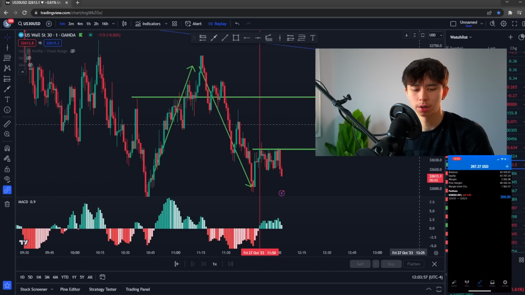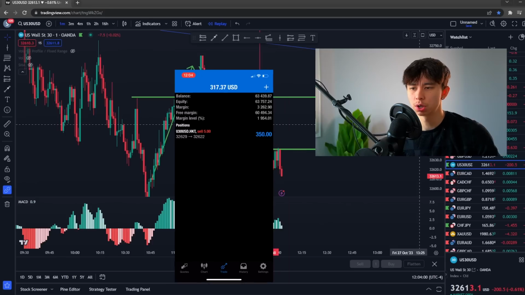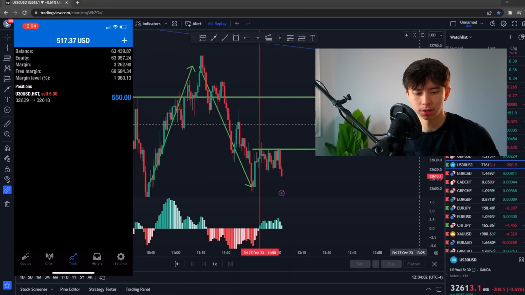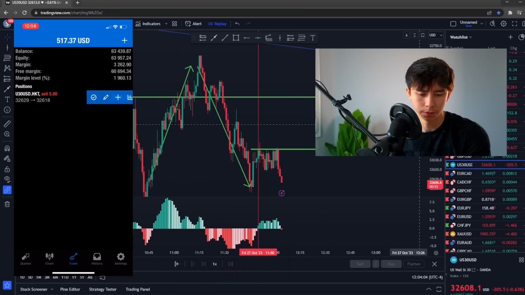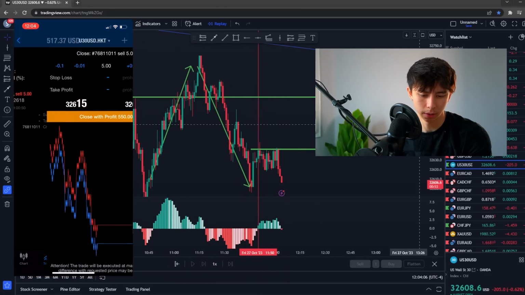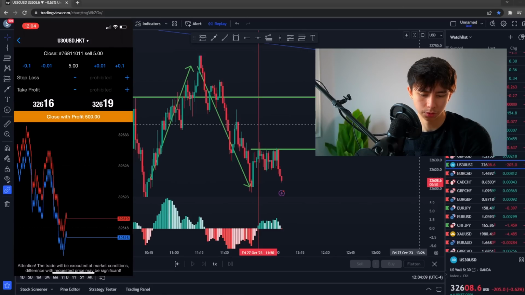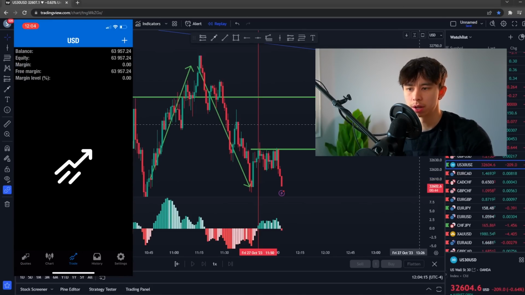So we took a nice little sell here on US 30, and for these trades we just want to be in and out as fast as we can. So I'm only looking for about $500 here, and it looks like we are getting into that range. So let me see here. I'm gonna try to take it around there. We go, so that's a nice easy $500 on that trade.